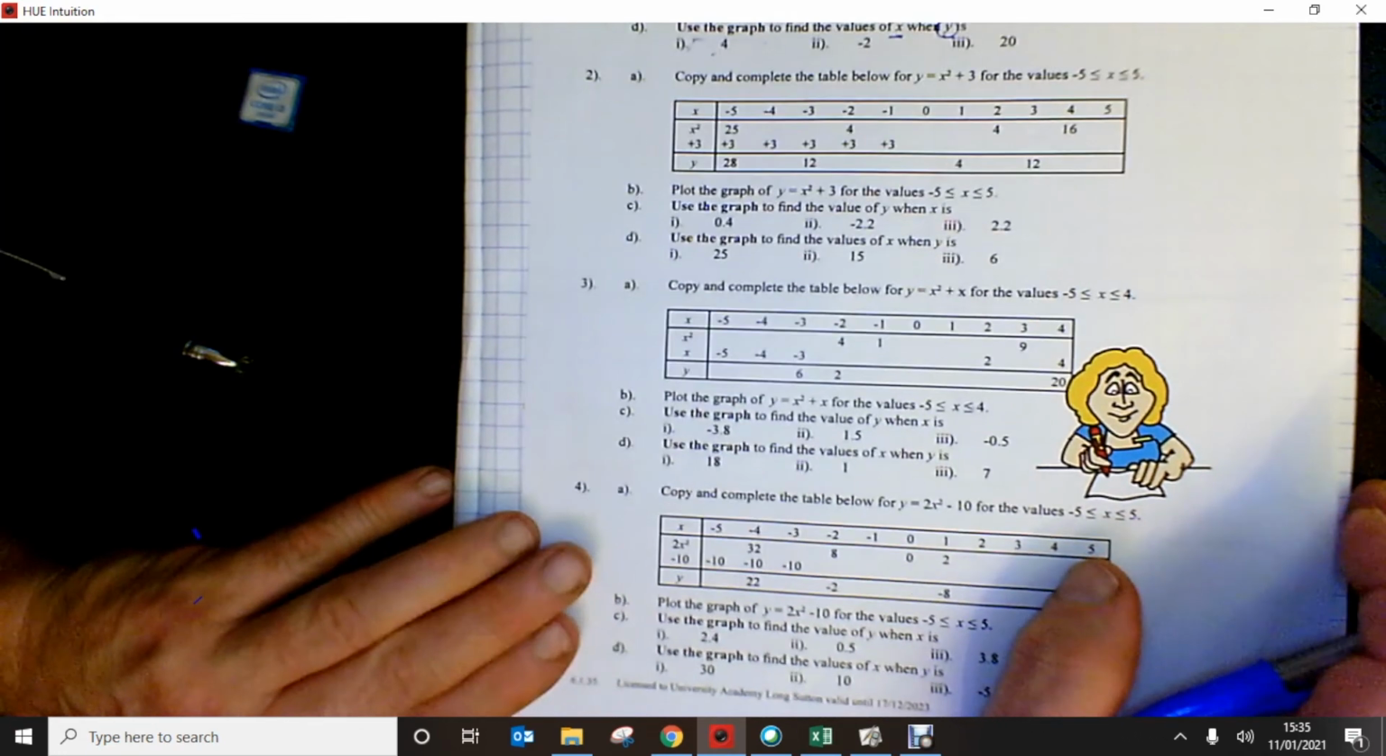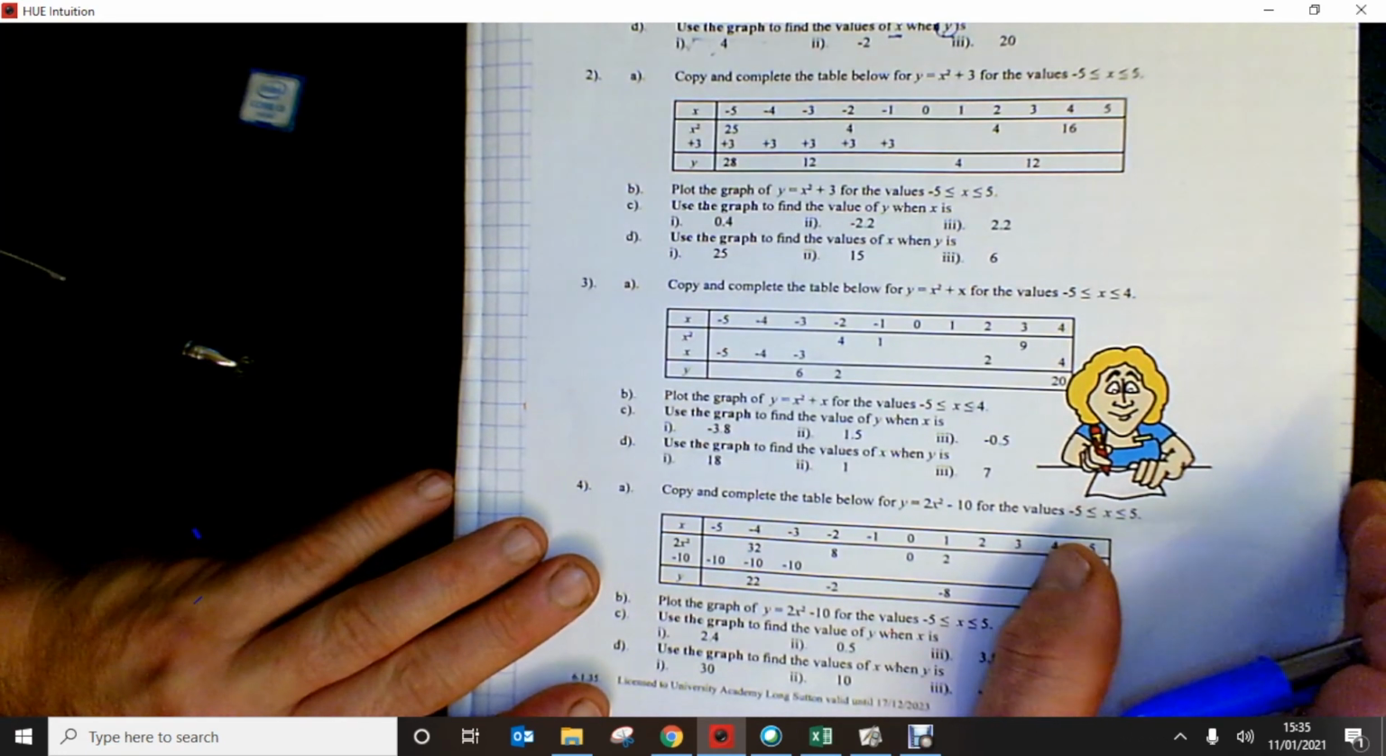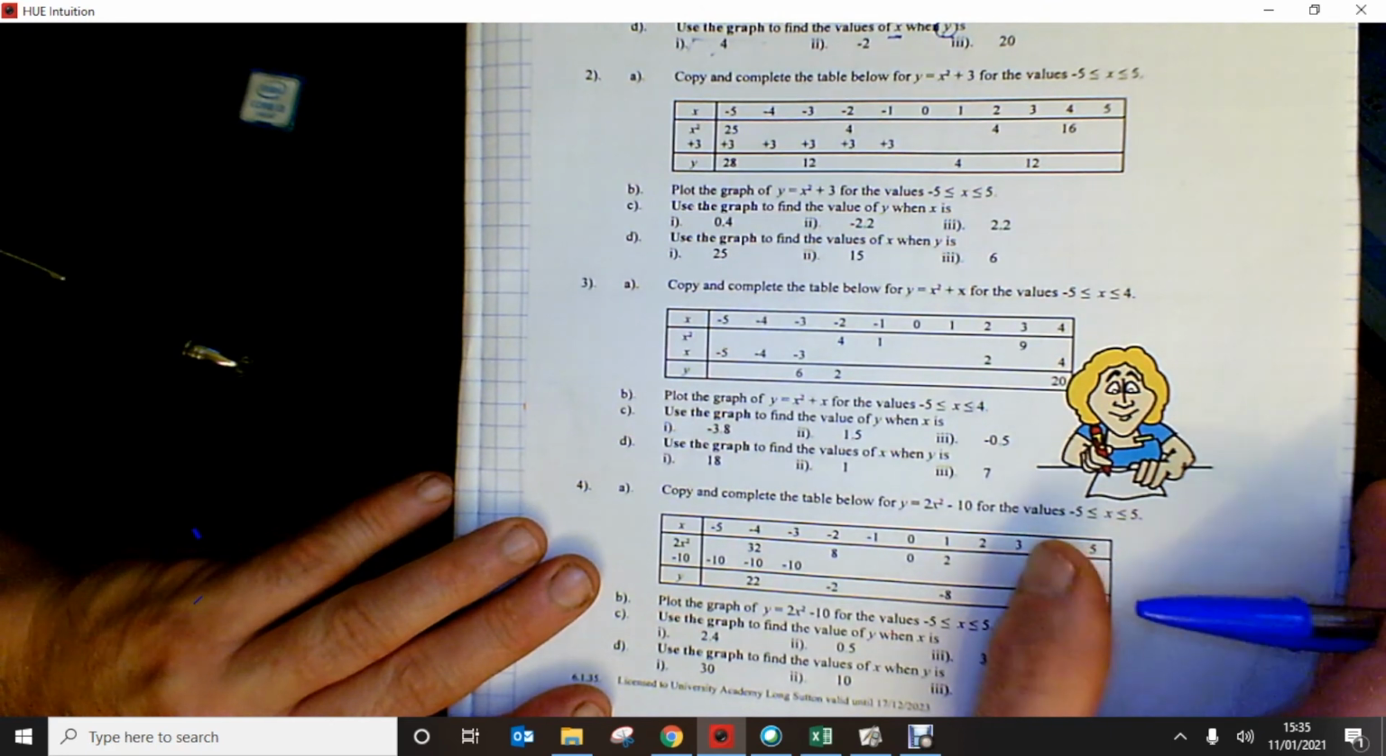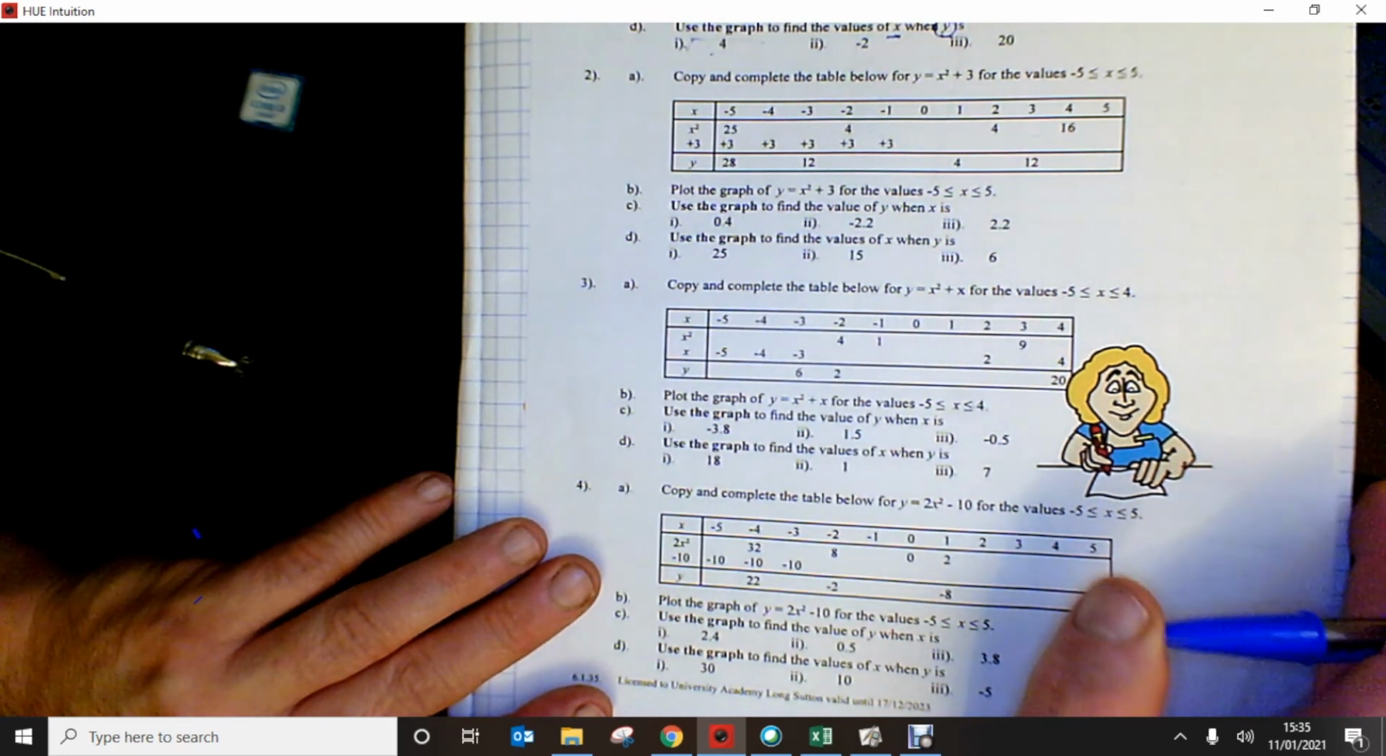What I will do is I will complete the answers on the sheet and attach it to the lesson board.